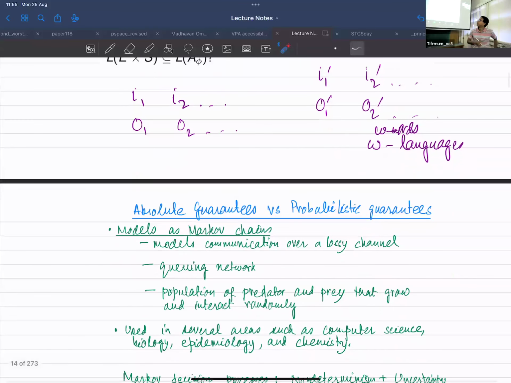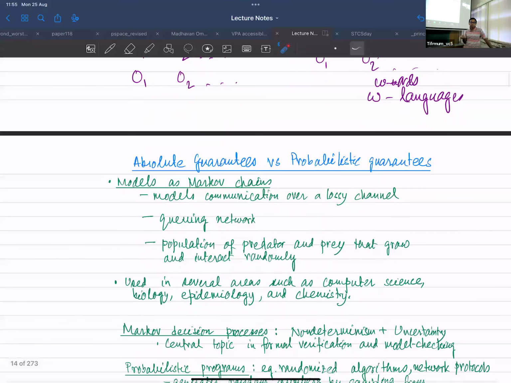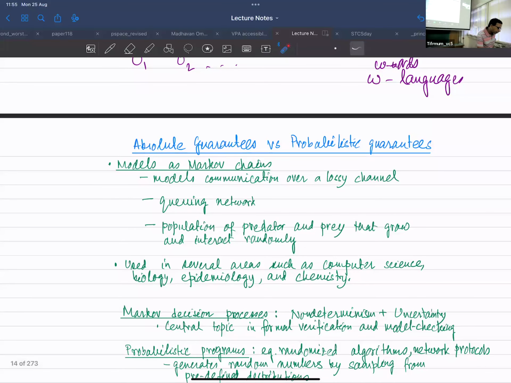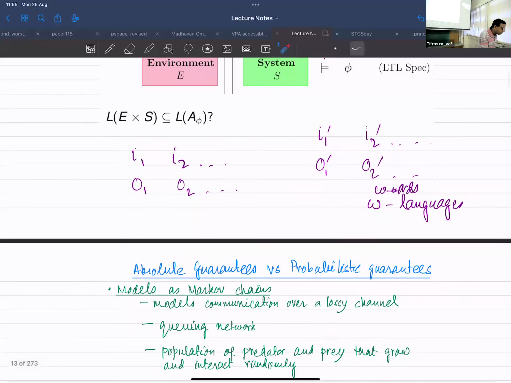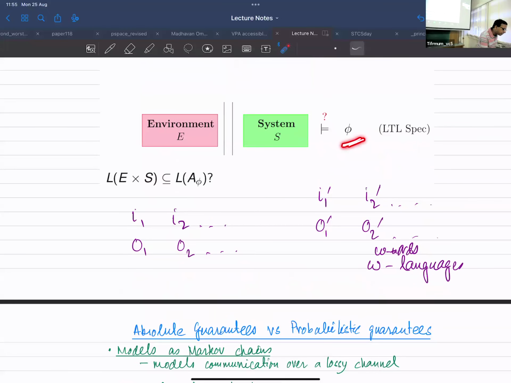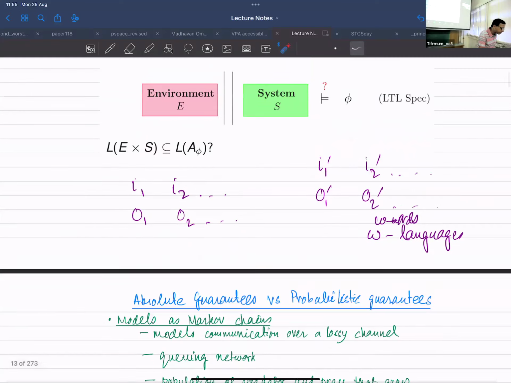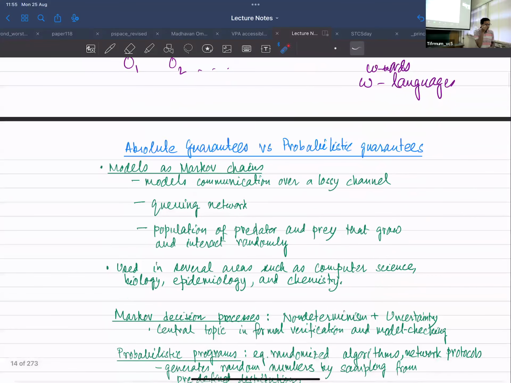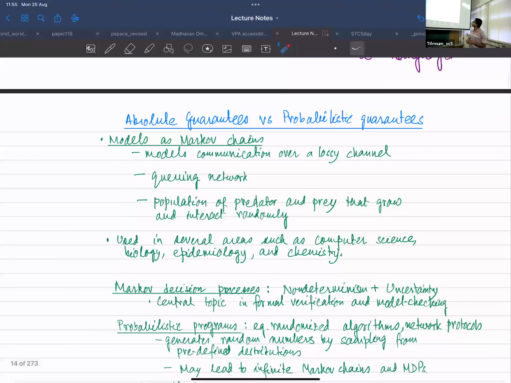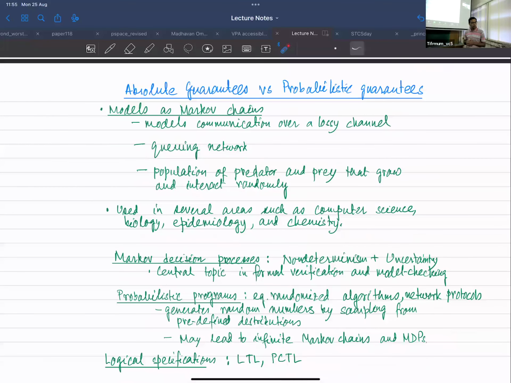So what we'll look at is LTL verification. When we study the verification of systems, we will check against LTL specifications. These things we will study in detail. And then often we'll also look at, for example, guarantees. When you talk about specifications, you want some kind of guarantees out of the system, right? That the system should satisfy such properties.